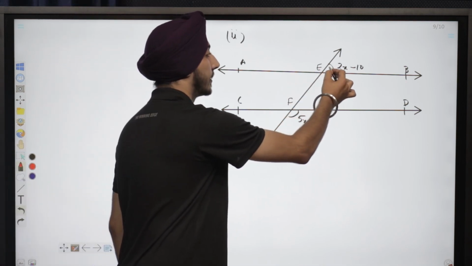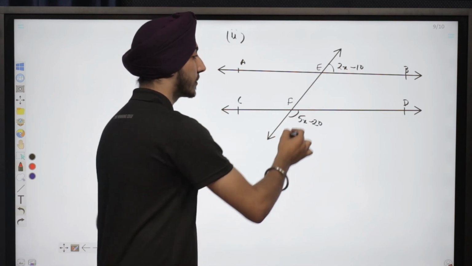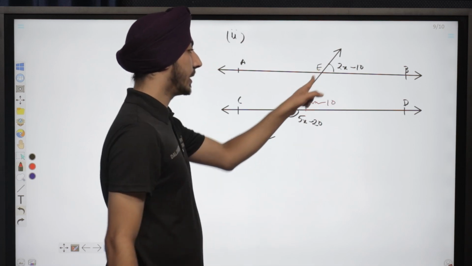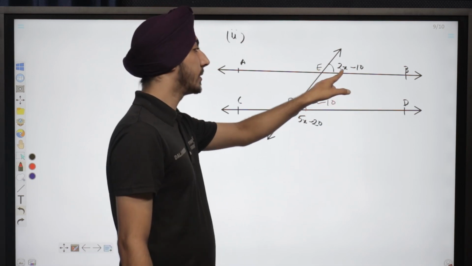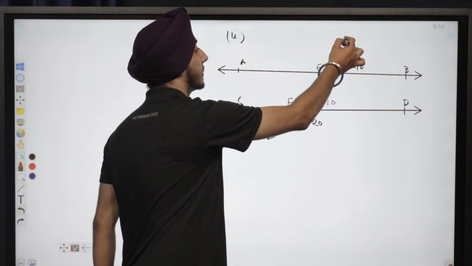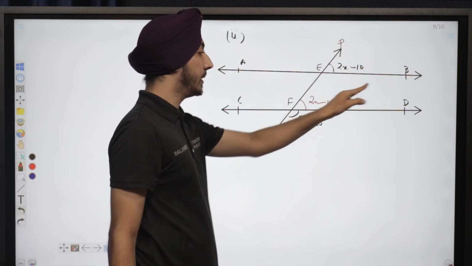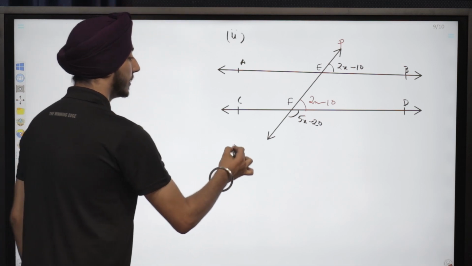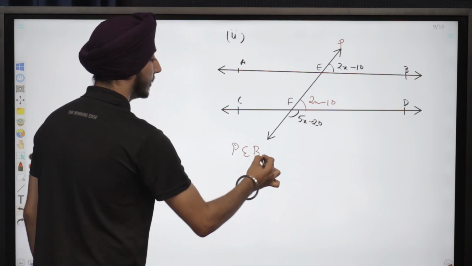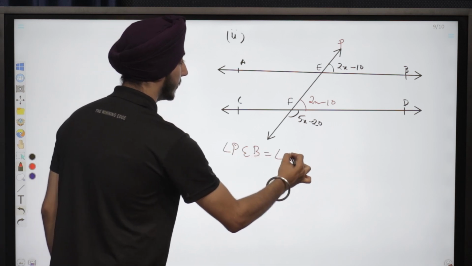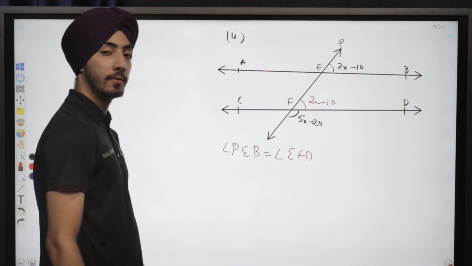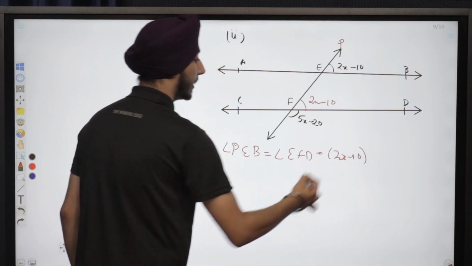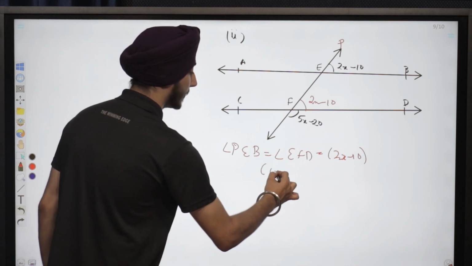This angle E here is 2x minus 10. We are going to write down here 2x minus 10. Why? Because this EFD is a corresponding angle to this. Let's name this as P. So this PEB and EFD are corresponding angles. So you'll have to write down there that angle PEB is equal to angle EFD, which is equal to how much? 2x minus 10. And then you have to write down the reason: corresponding angles.